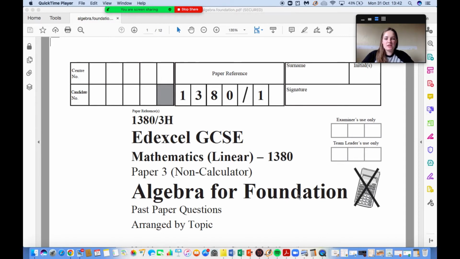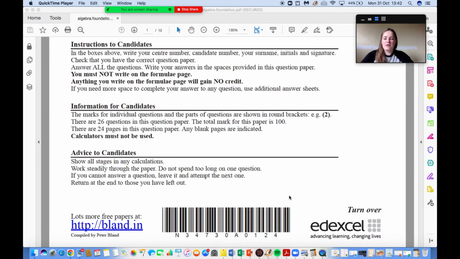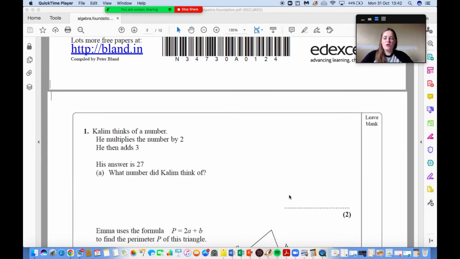I thought it'd be a really nice piece of revision, especially because algebra is one of those things that sometimes people just get a bit confused about. So I'm literally going to go through about 15 questions. They start off fairly simple and they get a bit more difficult as we go through.